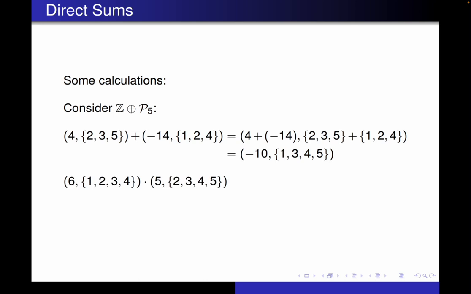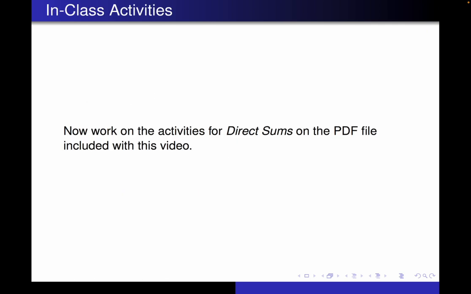And if you want to multiply these two ordered pairs, (6, {1, 2, 3, 4, 5}) and (5, {2, 3, 4, 5}), you get 6 times 5, and then {1, 2, 3, 4} times {2, 3, 4, 5}. The 6 times 5 is just going to be 30, just regular old 30. And remember, multiplication in the power set is just intersection, so you just get {2, 3, 4}. All right, so that wasn't so bad. I've got some activities in the PDF file included with this video. It's called Direct Sums.